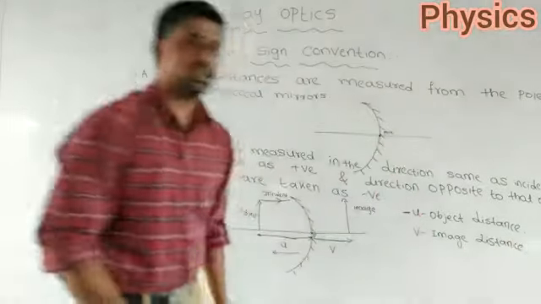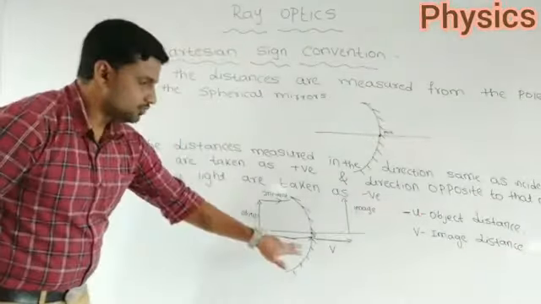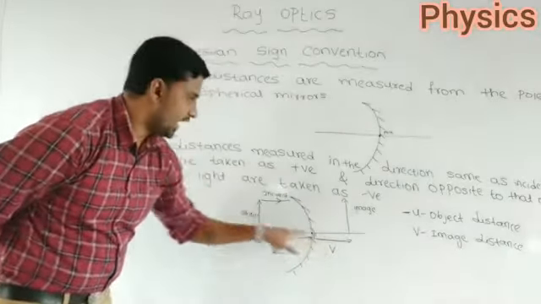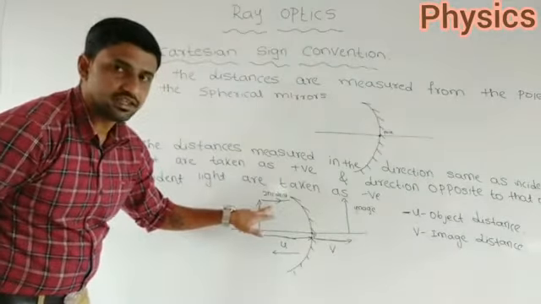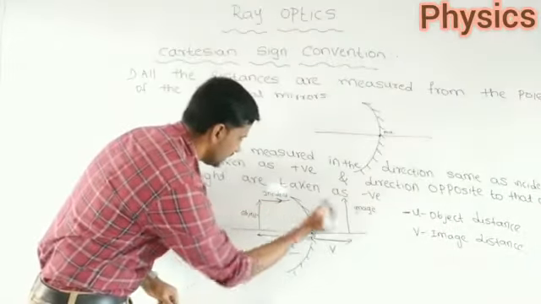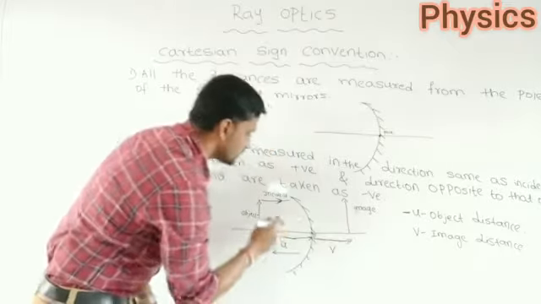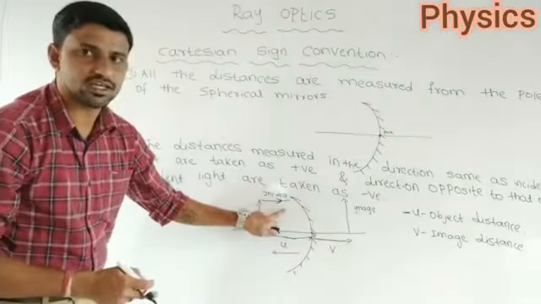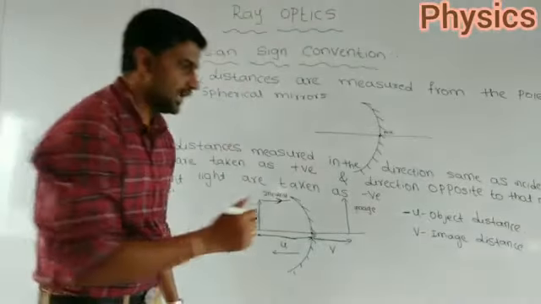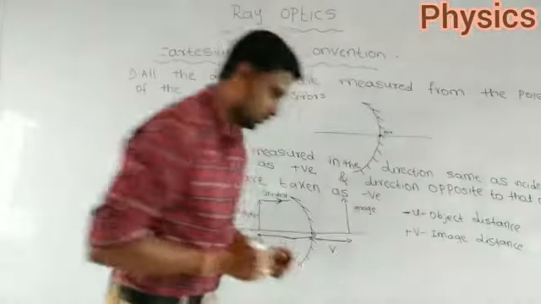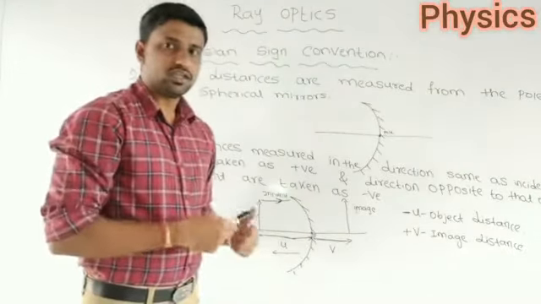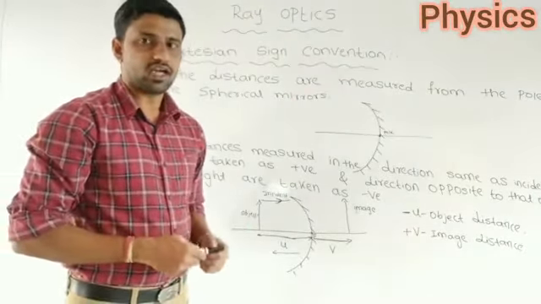Now I have to take the sign convention. If you observe here, the direction of image distance and the direction of incident ray, they are in the same direction. See, this is the incident ray direction, and the image distance direction is also same as that of incident ray direction. So I should take the image distance as positive. So this is the second sign convention. Now let us see what is the third sign convention.